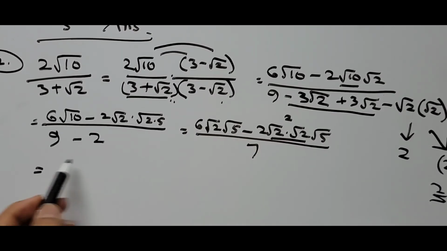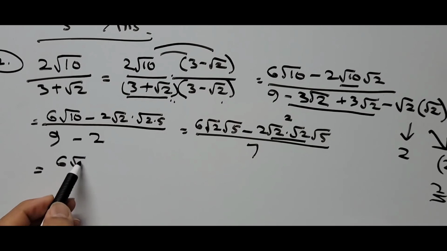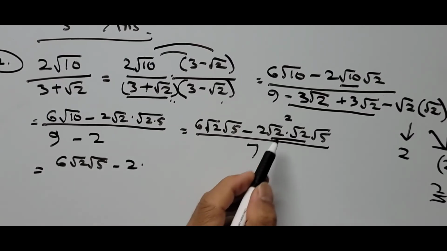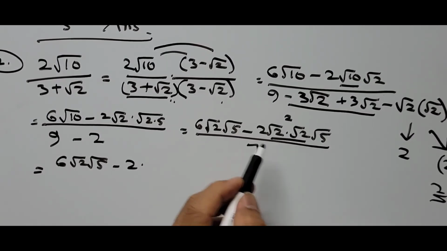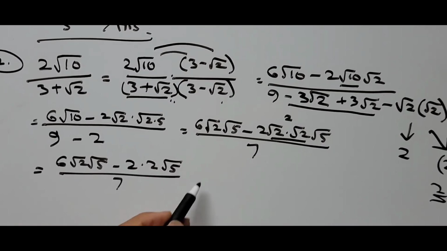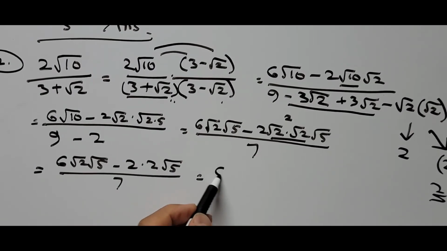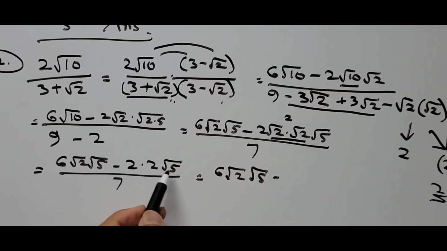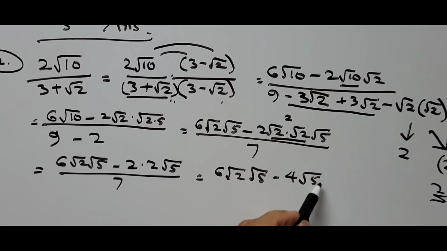Okay, so let's go ahead and simplify. 6 times square root of 2 square root of 5 minus 2 times 2 now, since this square root of 2 times square root of 2 negates the radical, it becomes 2 square root of 5 divided by 7. Okay, simplify further step by step. So 6 square root of 2 square root of 5 minus 2 times 2 is 4 square root of 5 by 7.